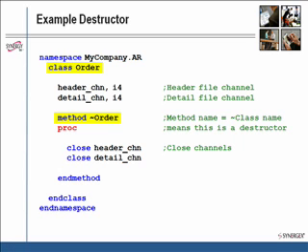This slide shows an example of a class called order, which includes a destructor. As you can see, the name of the destructor method is tilde order. Also notice that there are no modifiers specified on the method, no return value, and no parameters.